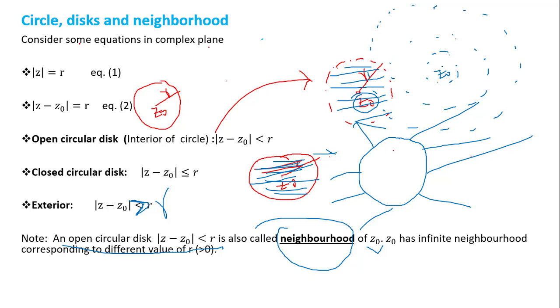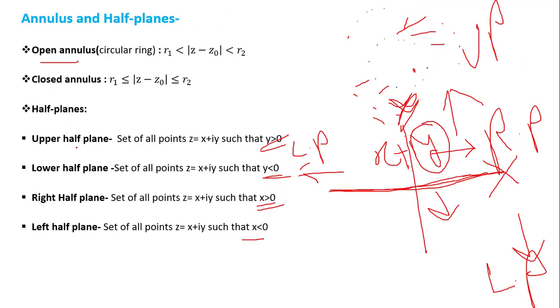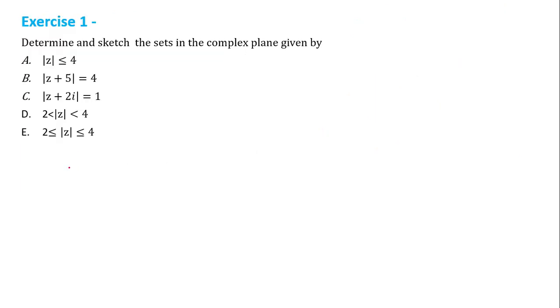Circle, disc, neighborhood, open circular disc, annulus, closed annulus, upper half, lower half, right half plane, and left half plane. So let's do some exercise. Determine and sketch the set in the complex plane given by: the first question is mod of z less than or equal to 4. So how to solve this? Try to remember how we have done it in my lecture.